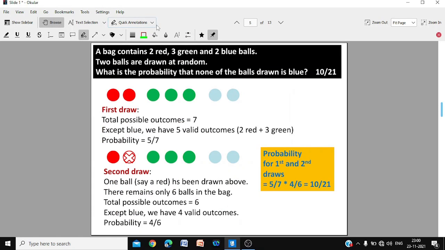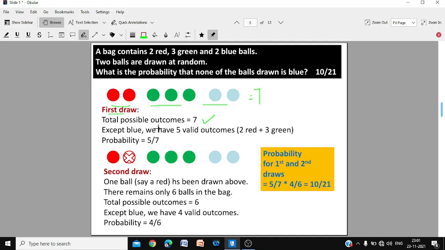Now you can't, taking 2 balls is equivalent to taking 1 ball at a time 2 times. First you draw 1 ball and the second time you draw another ball. So the first draw, total number of balls, 2 red, 3 green and 2 blue. 2 plus 3 plus 2, total you have 7 balls. So total possible outcome is 7.